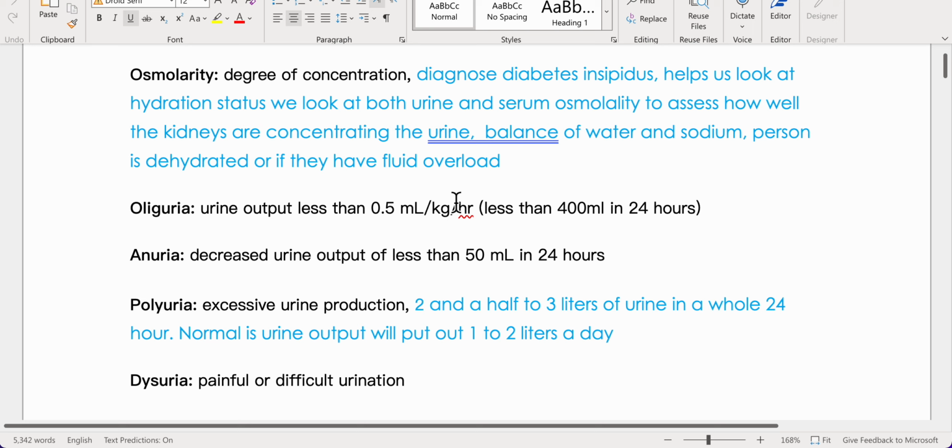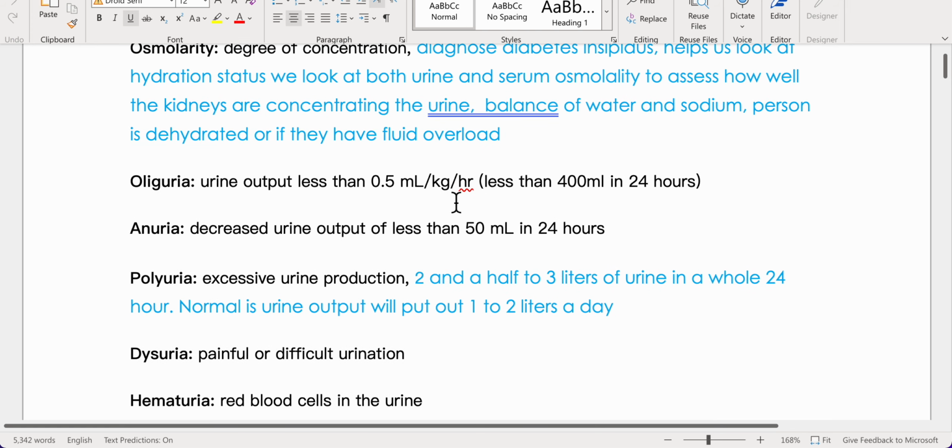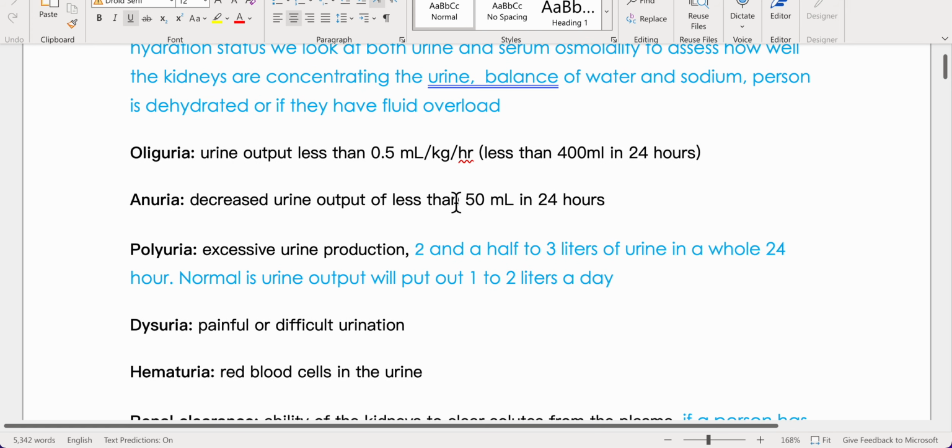We look at both urine and serum osmolality to assess how well the kidneys are concentrating the urine, the balance of water and sodium, and whether a person is dehydrated or has fluid overload.